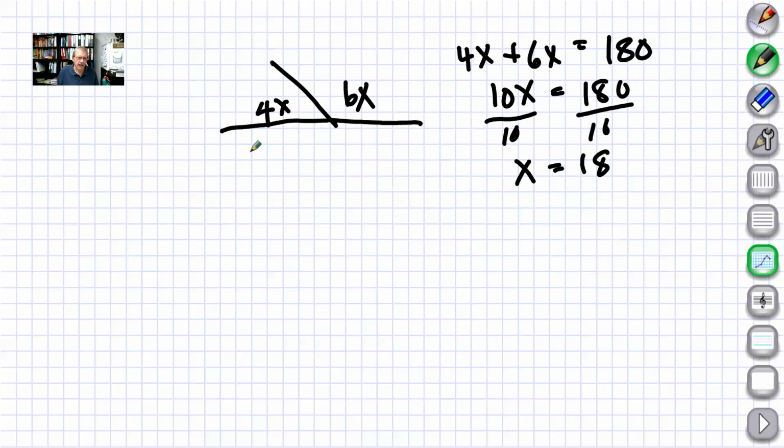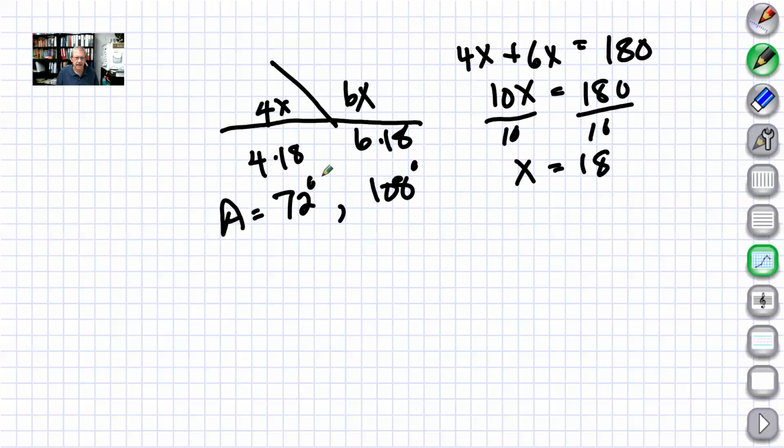So this angle right here is 4 times 18, that'll be 72. And this angle right here is 6 times 18, which is 108. And we see that those two angles add up to 180. So there are our two angles, A and B. Again, x is good, but it doesn't give us a total answer. This is the answer.